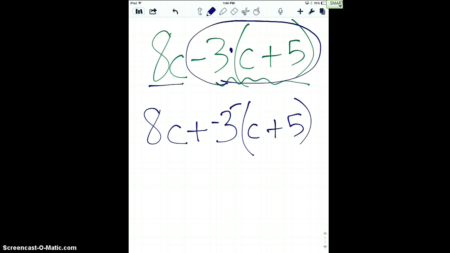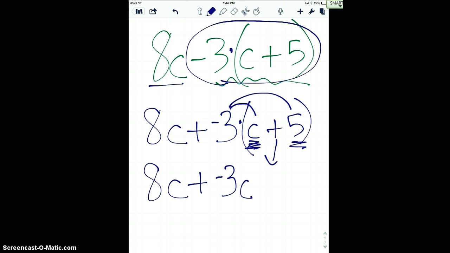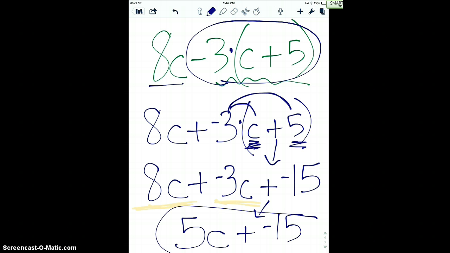Then I'm going to use the distributive property that you learned earlier in the year, and I'm going to multiply that negative 3 through by both terms. So I'm going to have 8c plus, not c anymore, but negative 3c. I'm going to bring down that plus. Negative 3 times 5 is negative 15. And now I have all the parentheses gone, and I can combine my c values to give me a total of not 11c, but 5 c's plus that negative 15. And these are not like terms, so that is the fully simplified version and done.